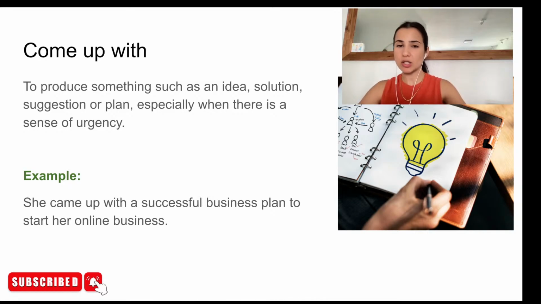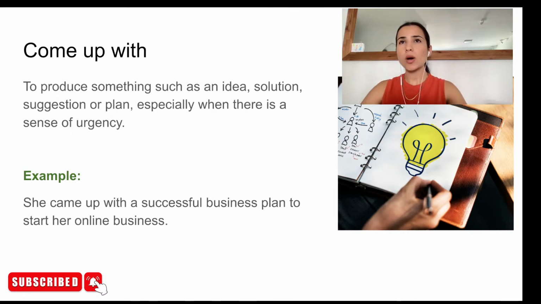Or this is common to hear in English as well. It means to produce something such as an idea or a solution, maybe a suggestion or a plan. And we especially use this phrasal verb when there is a sense of urgency, when we really need to do something, okay? So an example of this could be, she came up with a successful business plan to start her online business. All right, notice how we used it. She came up with, so she produced, she created a plan on how to start an online business. Okay?